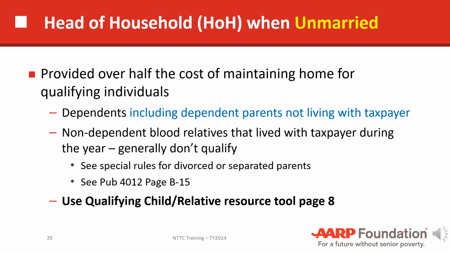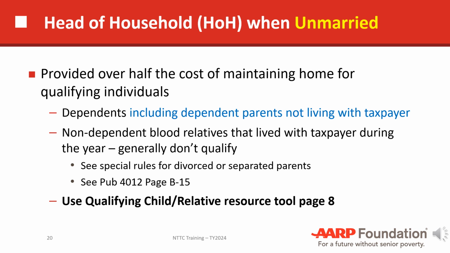That's really kind of the only situation where you can have a parent be a dependent of yours and not have them living with you. Other relatives would not qualify as a dependent if they were in that sort of a situation. So it's a situation that's reserved strictly for parents that are confined to nursing homes and other living arrangements as well away from your home. Non-dependent blood relatives that lived with the taxpayer during the year generally don't qualify.